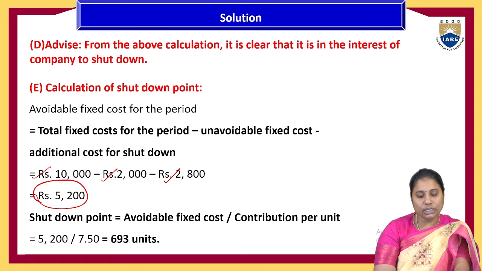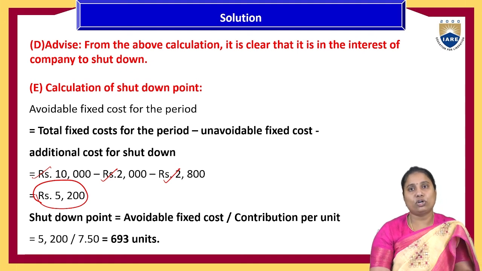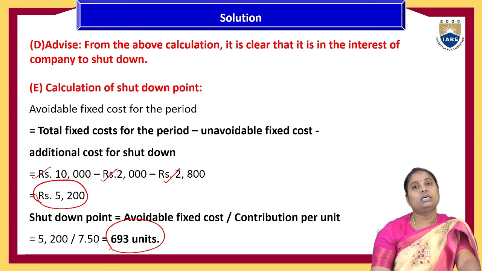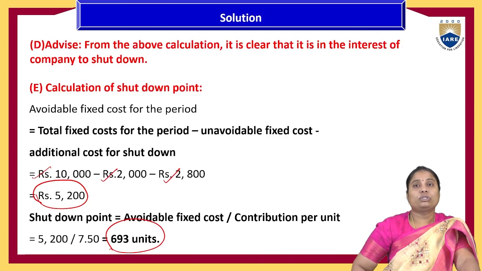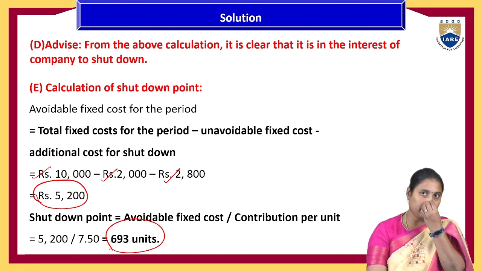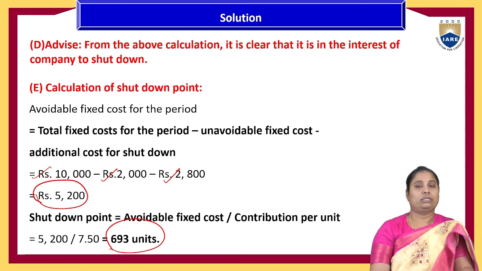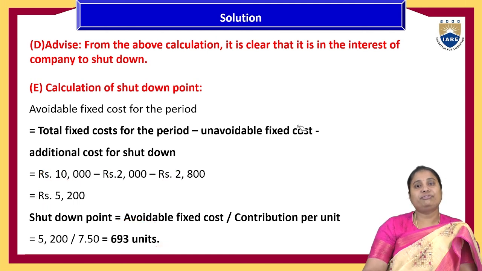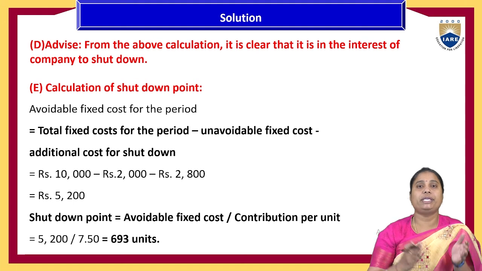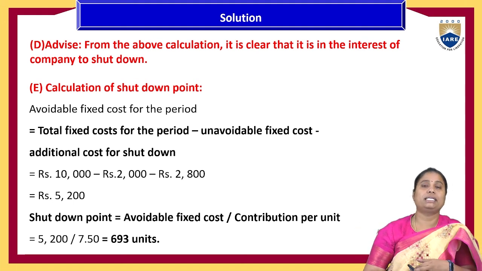So at the shutdown point, avoidable fixed cost divided by contribution per unit, they are able to have the benefit at 693 units out of the 500 they are able to sell. That is why it is better, in the organization's interest, to shut down this particular plant to get the maximum benefit. So that is the analysis for the calculation of break-even point in terms of units or in terms of sales for the various problems with the various given data that I have discussed with you.